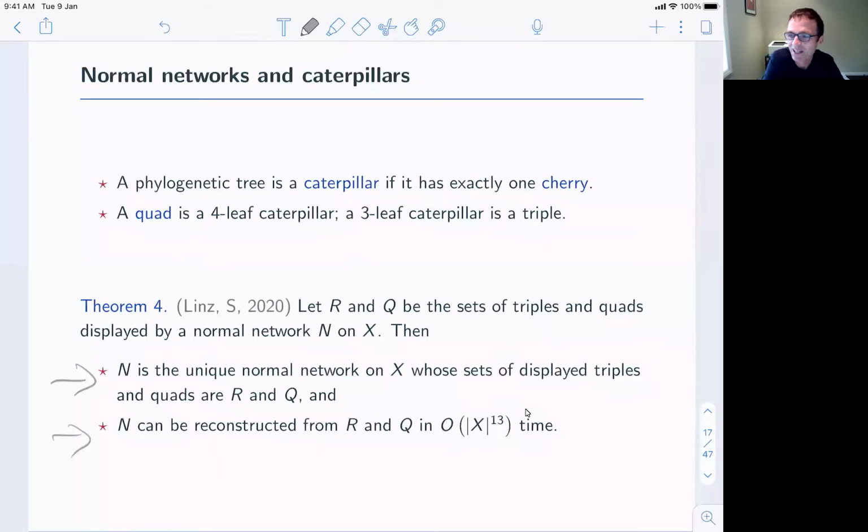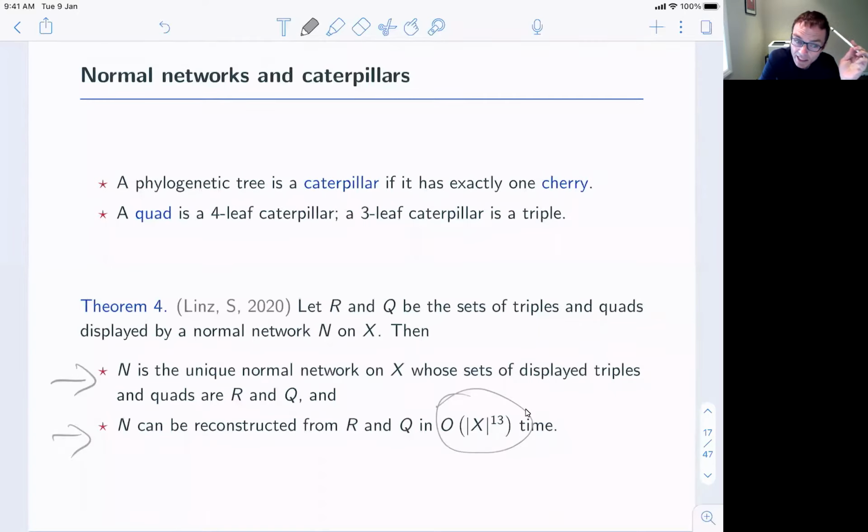I don't know, the running time is somewhat arbitrary other than it's polynomial time. It is in the size of X, but that's simply because in a normal network, the total number of vertices is linear in the size of its leaf set. So you can put the running times in terms of just the size of the leaf set itself. But the point is I only need the triples and I only need the quads.